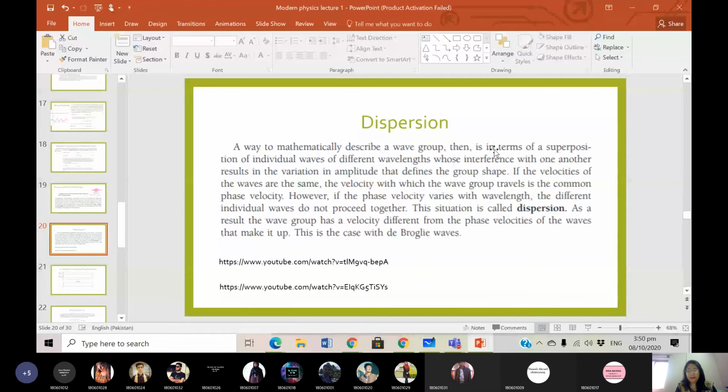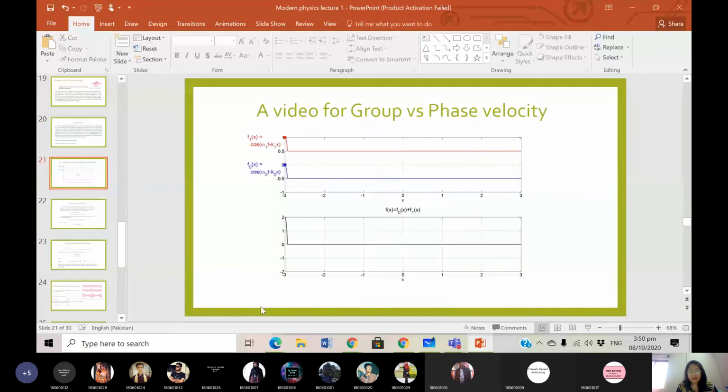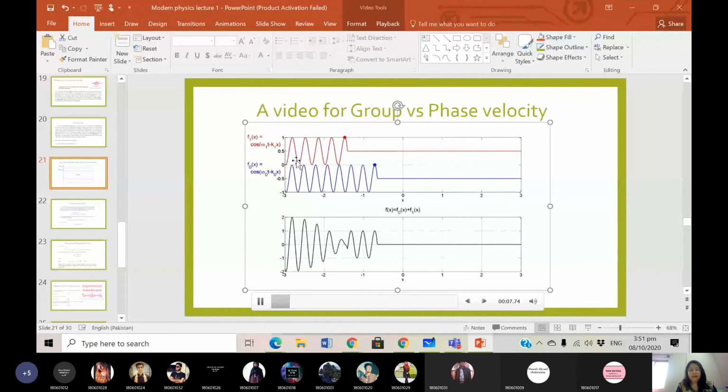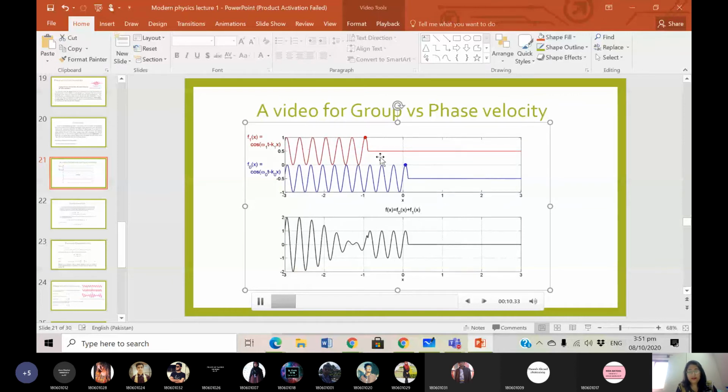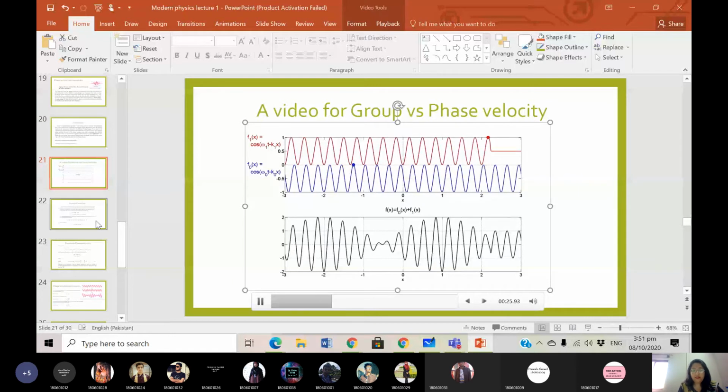So to mathematically describe a wave group in terms of superposition of individual waves at different wavelengths. If you have two waves, like shown by this video here, they have different frequencies, they have different wavelengths, and different velocities. When they are superposed, in some places their amplitudes will add, in some places their amplitudes will subtract, so we will get something that looks like this. And we're going to derive the equations for these as well.